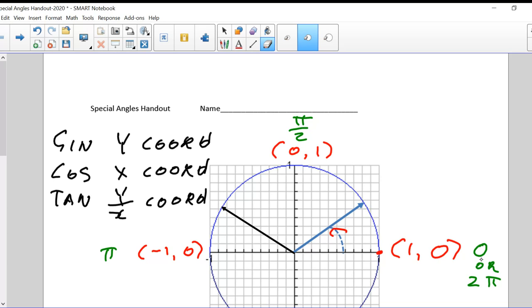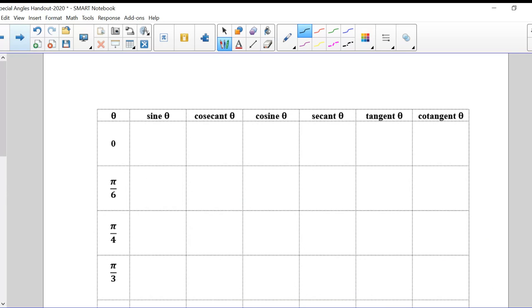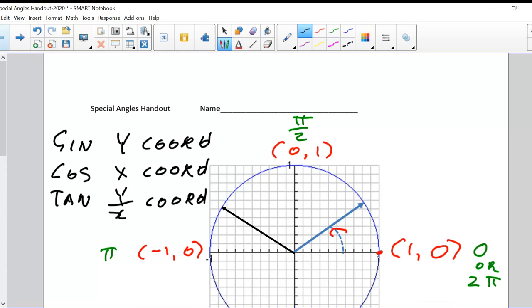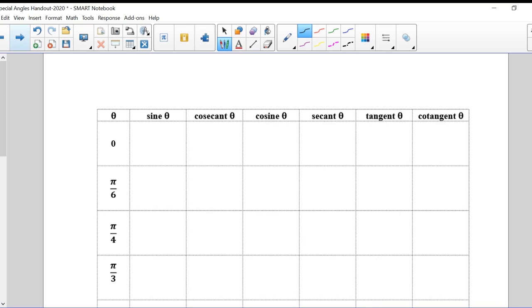So let's start off at 0. 0 was over here when you were at 1, 0. In fact, we can go to the next table. The sine of 0, and I'm going to go back and forth on this. The sine of 0 is my y coordinate when I'm at 0 degrees. At 0 degrees, my y coordinate is 0. I'm pointing it out. I'm circling it right now. So it means that my sine of 0 is 0.